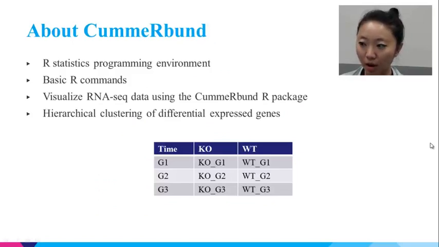Here's a list of points we will cover in this lecture. Since CummeRbund is an R package, we will first need to learn some basic operations in the R statistical programming environment. Once we get familiar with the R language, we will load the CummeRbund package and learn how to evaluate the quality of the RNA-seq data. We will also perform hierarchical clustering as an example of downstream analysis. And also to remind you, here is the data we have. We have knockout and wild type at three different time points, G1, G2, and G3.